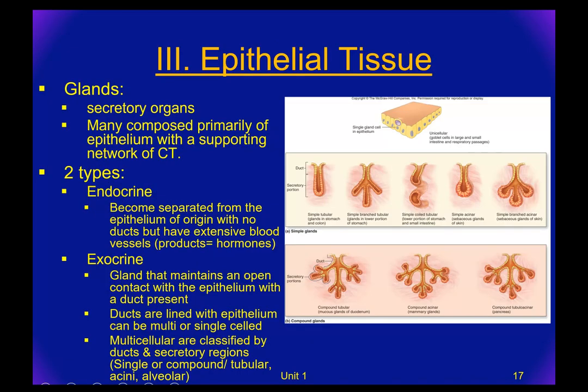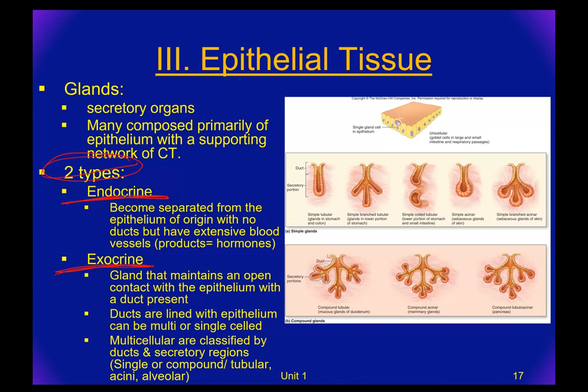Okay, glands. These are secretory organs, meaning that they secrete a product. Many are composed of epithelium, like I said before, but they also usually have supporting connective tissue. I was reading ahead, sorry. We have two types of glands. We have endocrine glands and we have exocrine glands. And the name kind of gives it away. Both of them make a product. Obviously, they're glands, they make a product.